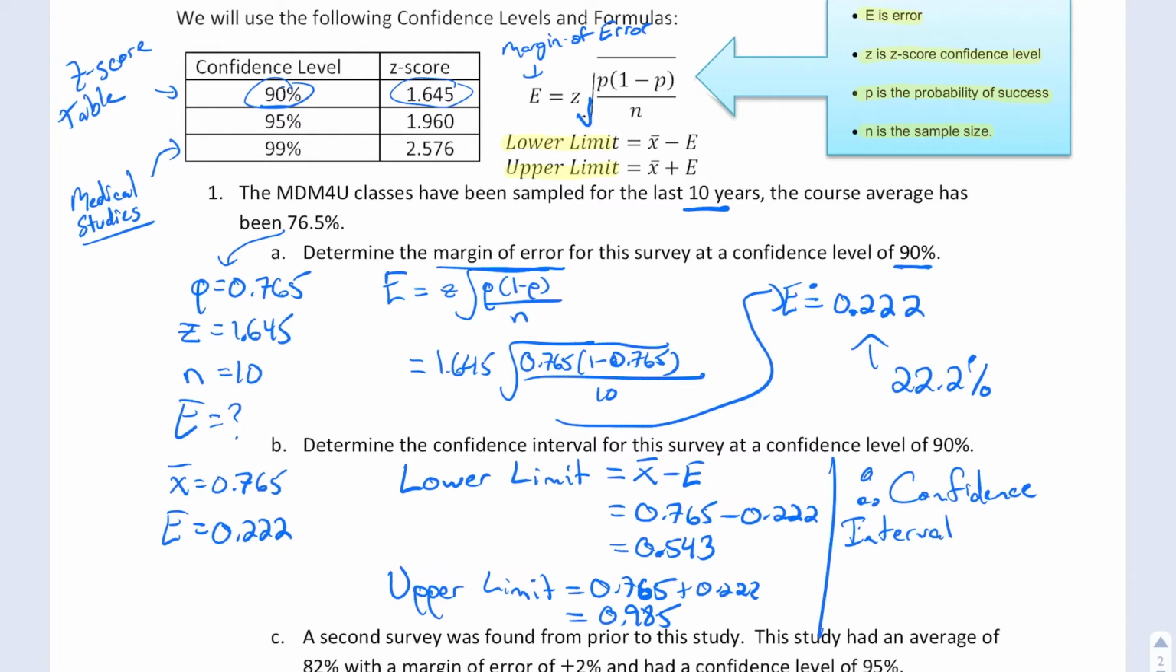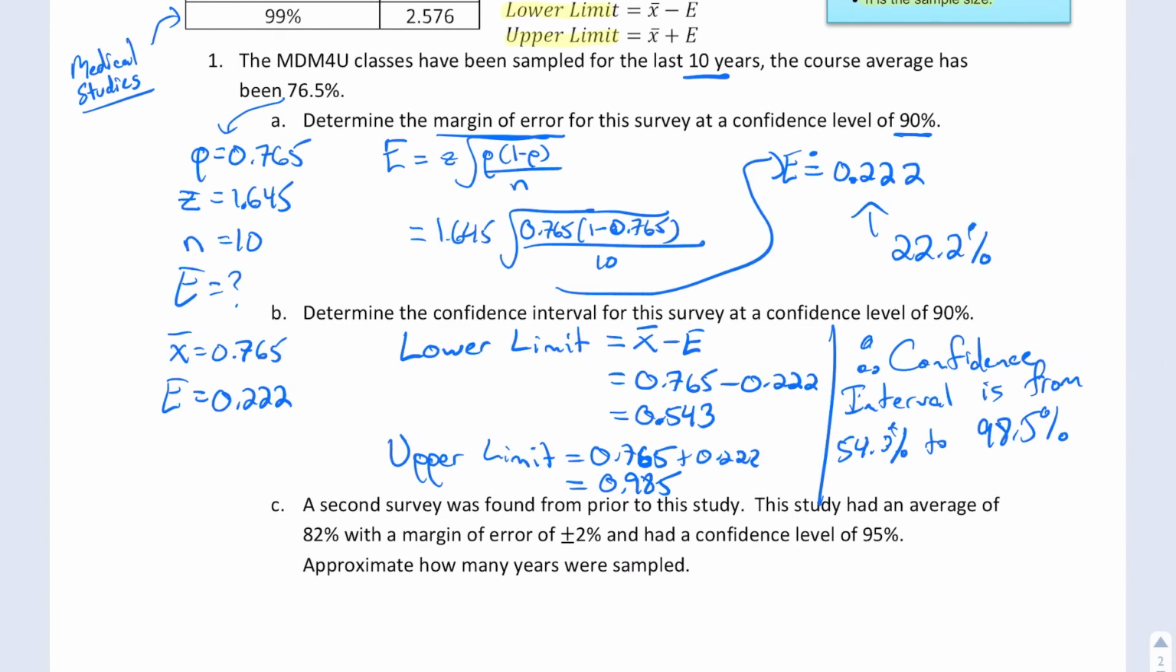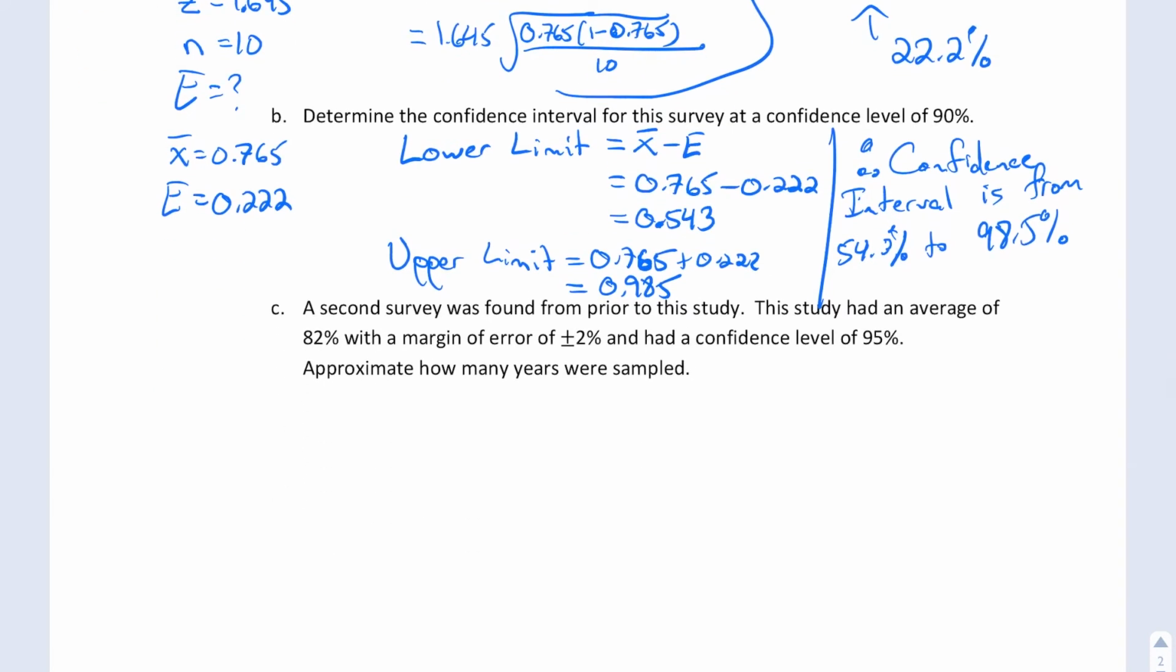So my confidence interval is from, and I'll convert back to percent, 54.3% to 98.5%, like that. So pretty high range of values. And again, it's mainly because our N value was quite small, so the number of samples is pretty small.